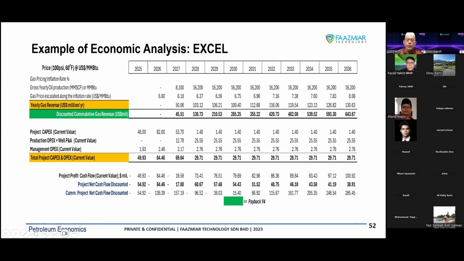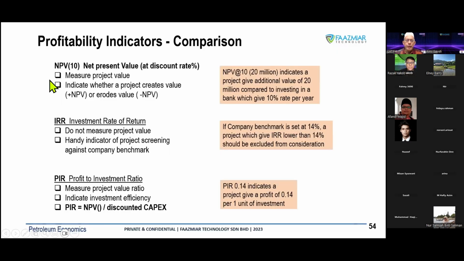Okay, so it's all the CAPEX cost, the OPEX cost. You come up with all the numbers in your spreadsheet. Okay. So commercial analysis, you need to mention what the NPV, net present value at 10% is. So what is meant by an NPV 10%? NPV 10%, let's say 20 million in your number, indicates the project gives additional value of 20 million compared to investment in a bank, which gives a 10% rate.